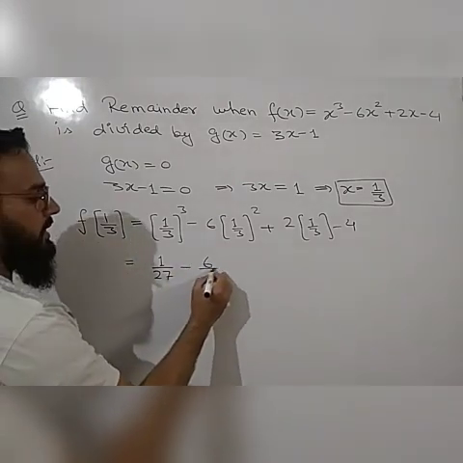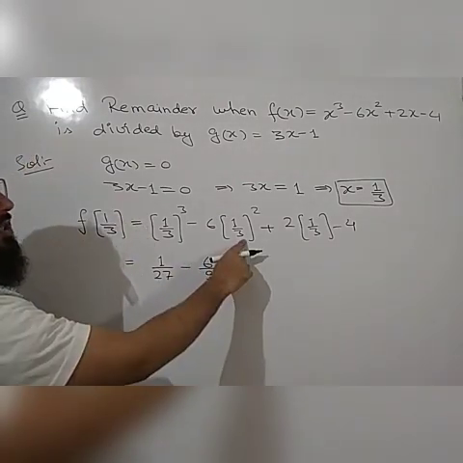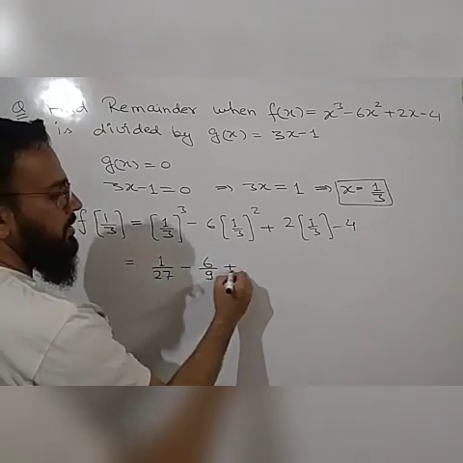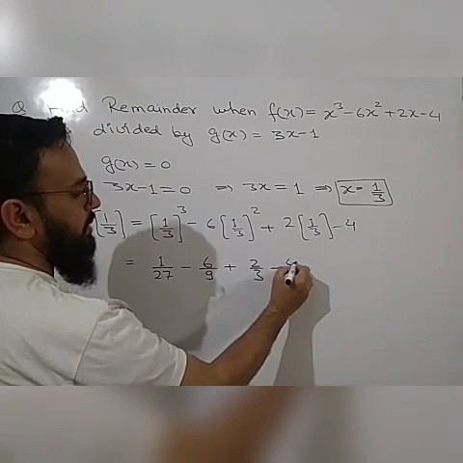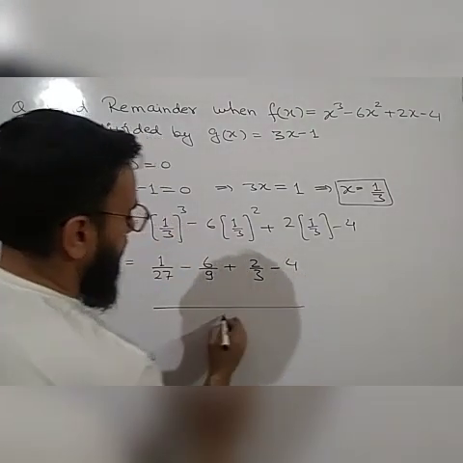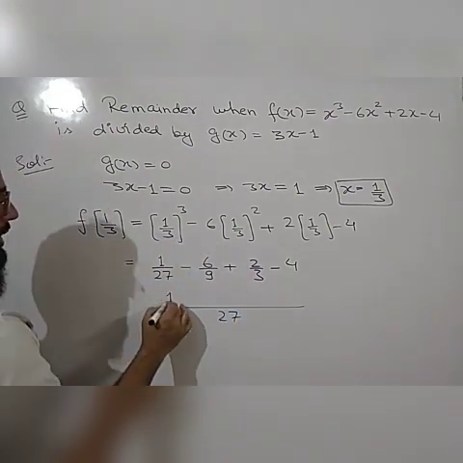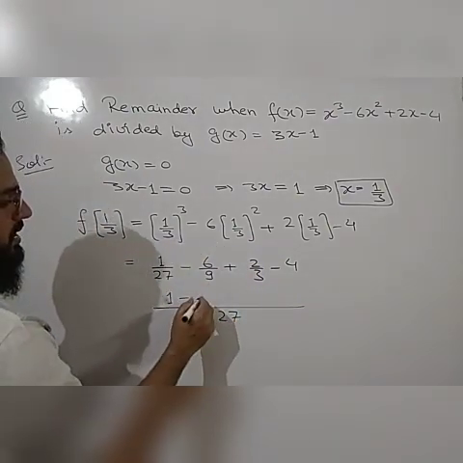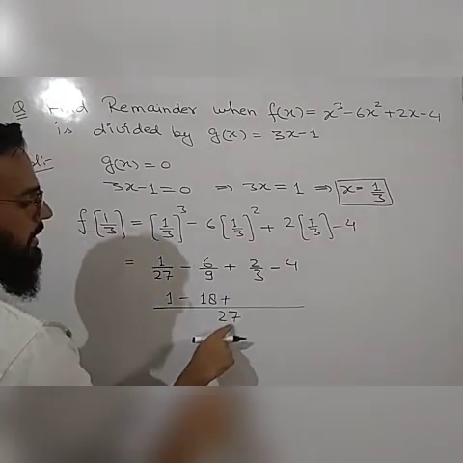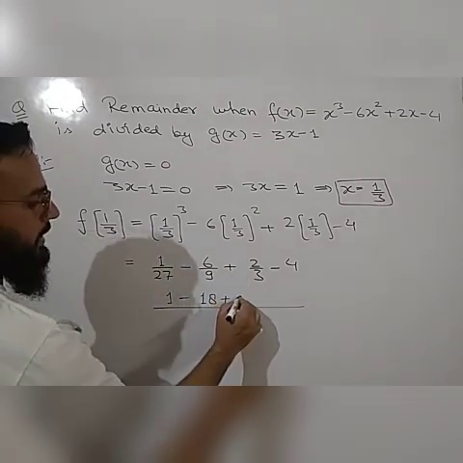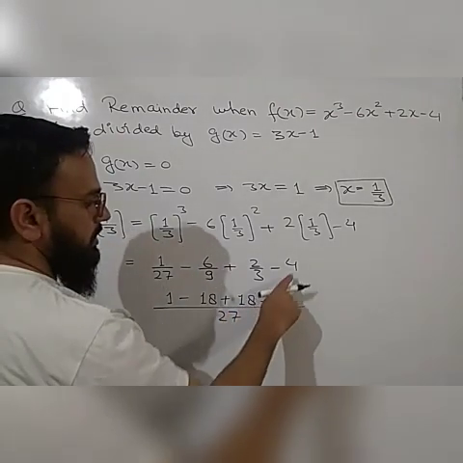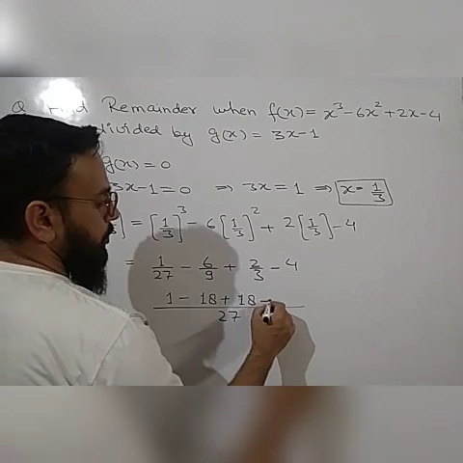Minus 6 upon 9. (1 upon 3) square will be 1 upon 9 into 6, that will be 6 by 9, plus 2 by 3 and minus 4. Now taking LCM, the LCM will be 27. So it will be 1 minus 9 3s are 27, 3 6s are 18, 1 minus 18 plus 3 9s are 27, 9 2s are 18, plus 18 minus 27 into 4.